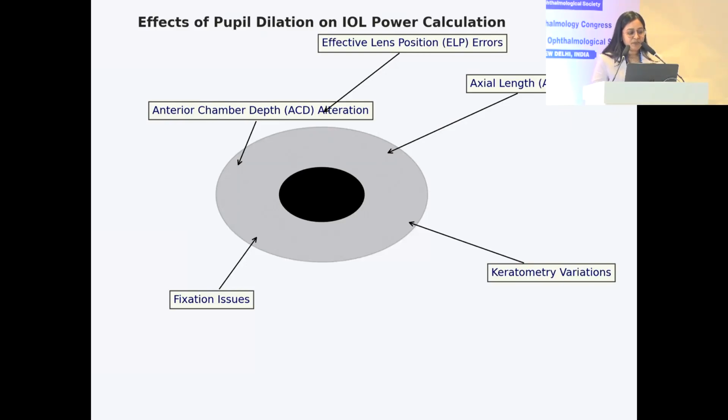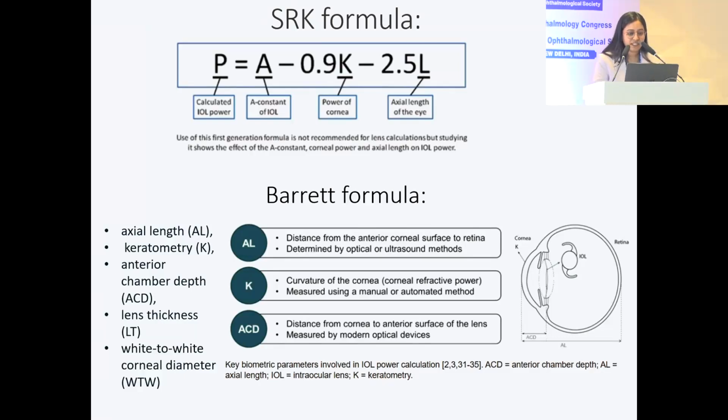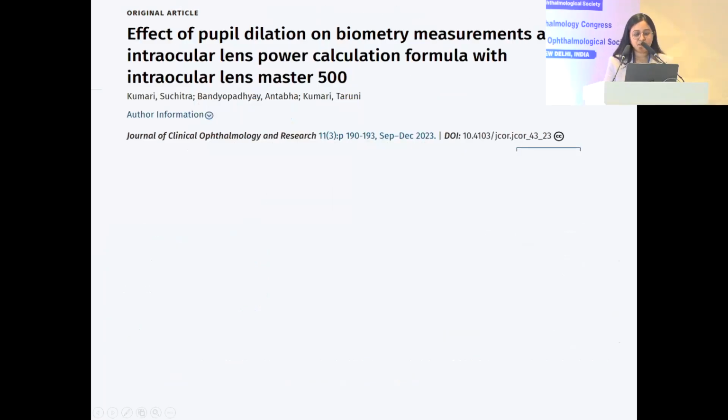As we can see, pupillary dilatation can affect the final IOL power calculation in various ways, like alteration in the effective lens position, ACD measurements, fixation issues, keratometry variables, etc. The SRK/T formula considers the A constant of the IOL, power of the cornea and axial length of the eye, whereas the Barrett formula also includes anterior chamber depth, lens thickness and white-to-white corneal diameter in addition to axial length and keratometry.